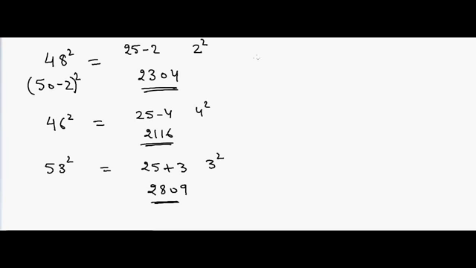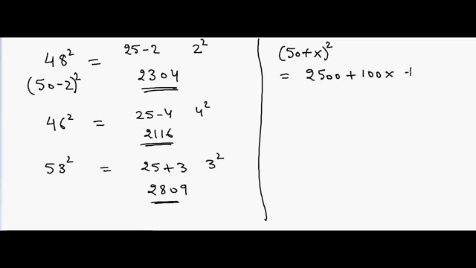How does this trick work? Let's look at the left side. If we have something close to 50, it can be written as (50 plus x) square, and (50 plus x) square can be written as 2500 plus 100x plus x square, which is equal to (25 plus x) into 100 plus x square.